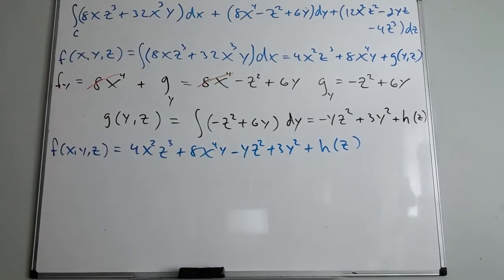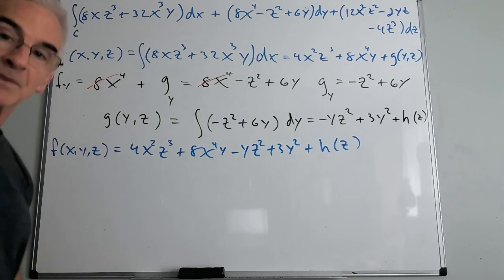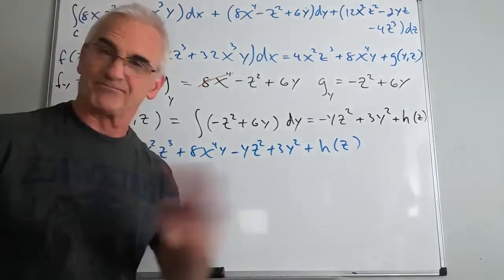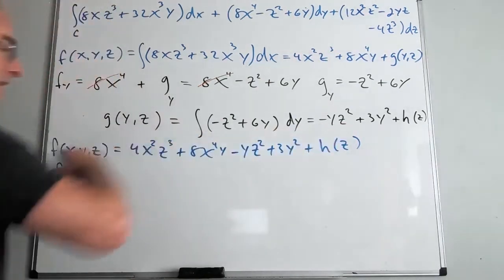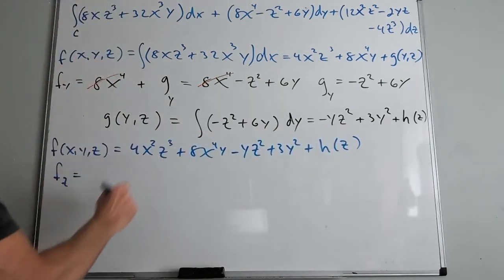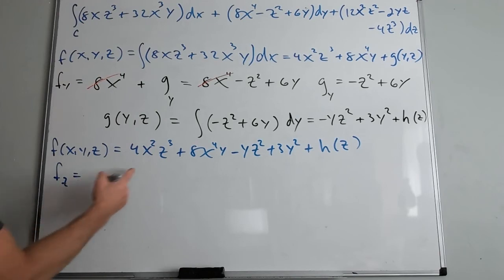I'm almost there. I don't know what h of z is, but I can't imagine it's going to be very hard to find. Usually, when you get down to the last variable, that's the easiest step. So now what is the partial of f with respect to z? All right, well, I have a lot of z terms. I got to take into account all of them. So with respect to z, what do I get?